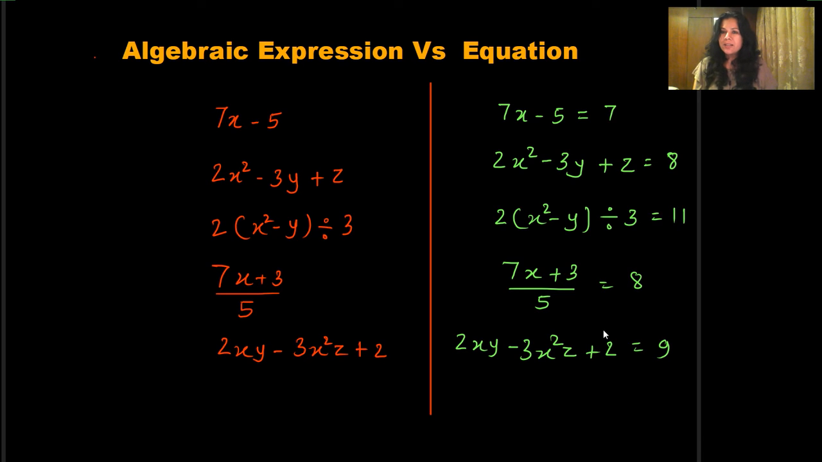Algebraic expressions, children, are the combination of some literals, that is variables, and some constant terms, and they are put together and connected by mathematical operators like addition, subtraction, multiplication and division. I have written a few for all of you. You can see that I have written here 7x minus 5. There is a variable x, there is a constant term 5, and the terms are combined with a mathematical operator, subtraction.